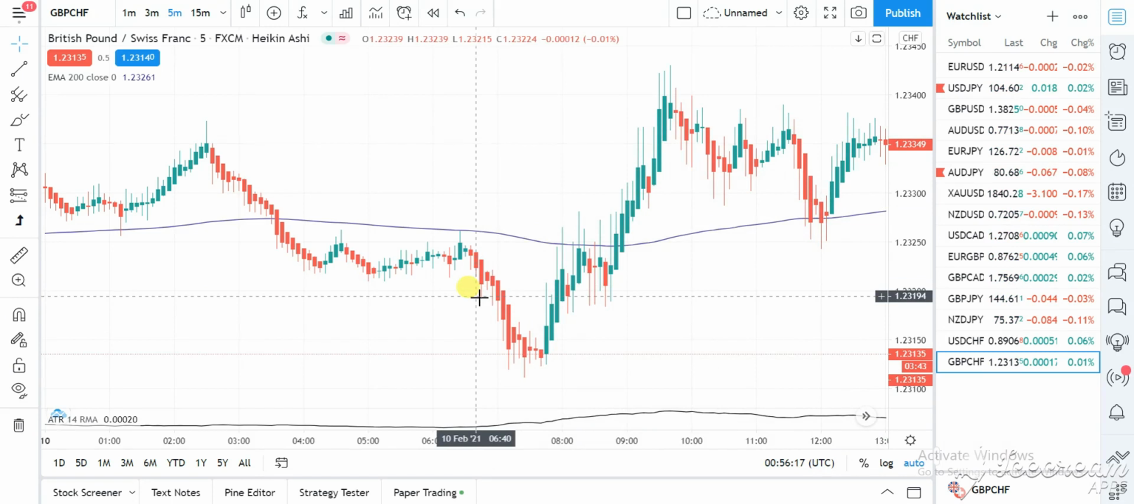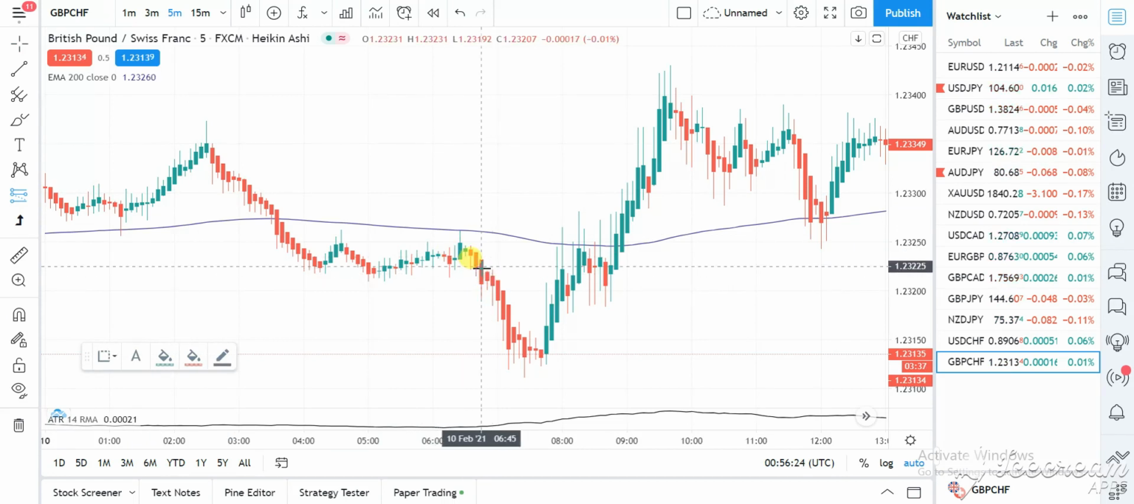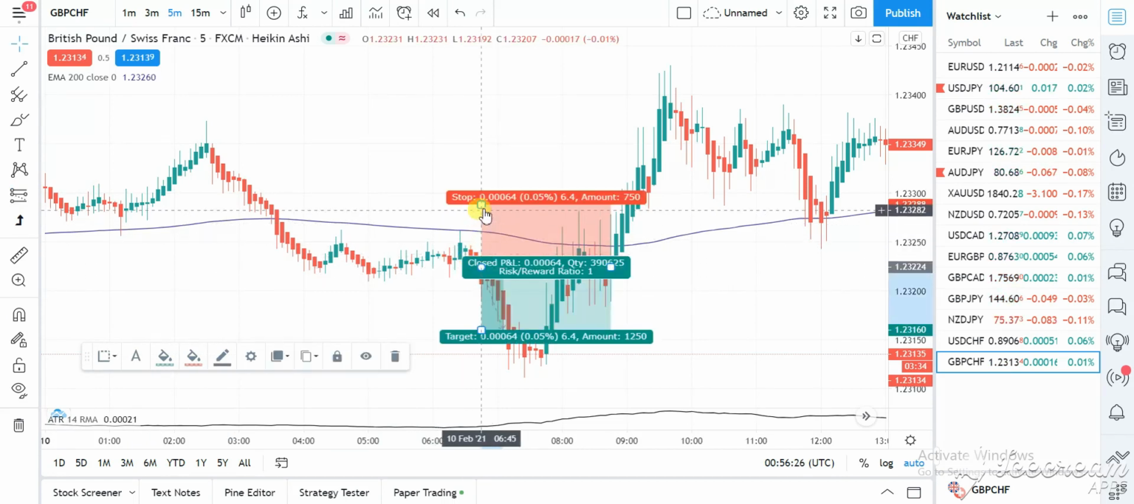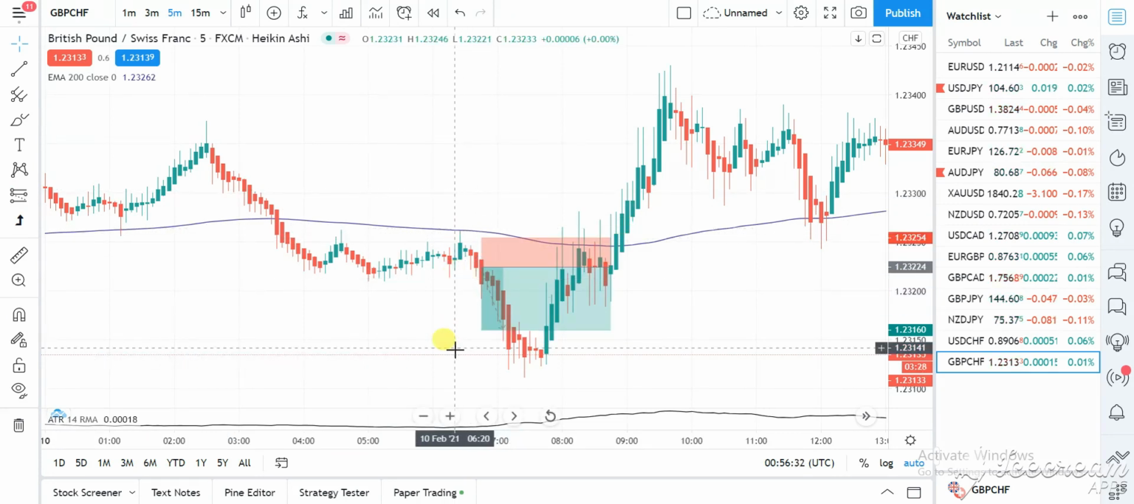So you want to bring out your position tool and you plot it down on that point. So for a 30 pip stop, just down here. And guys, this is a simple, easy forex scalping strategy to make $100 plus every single day.